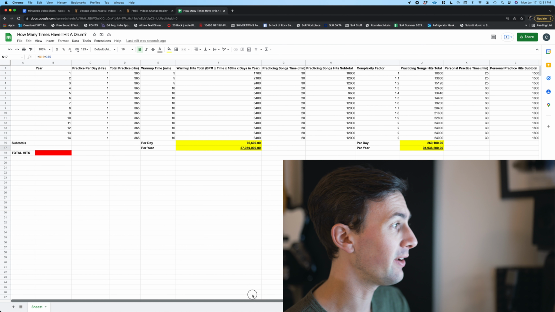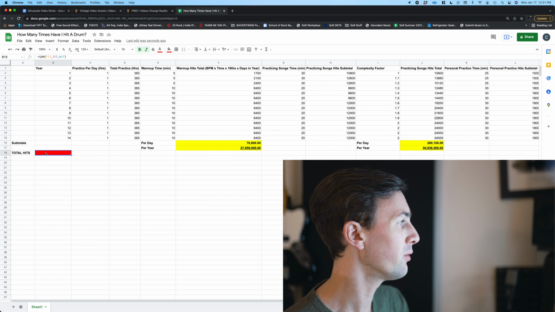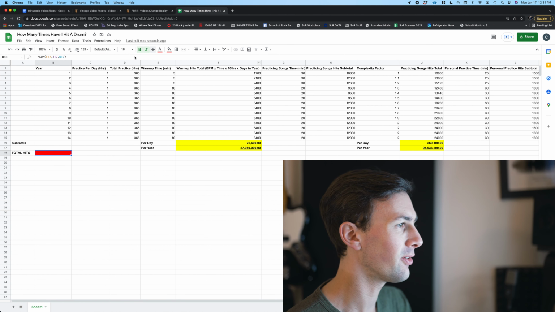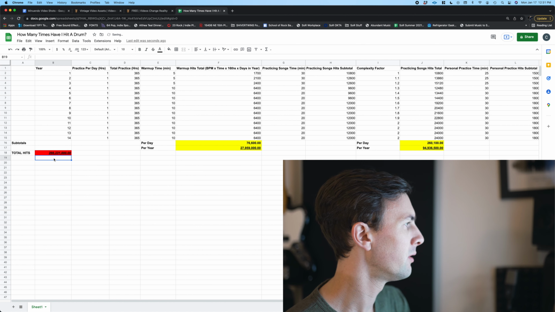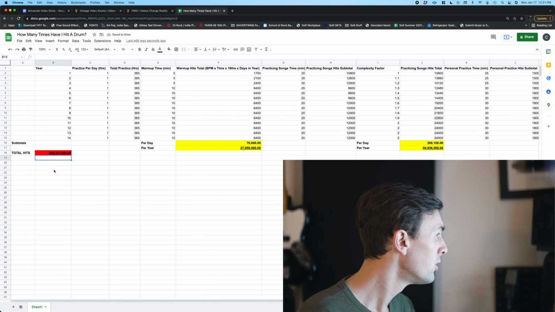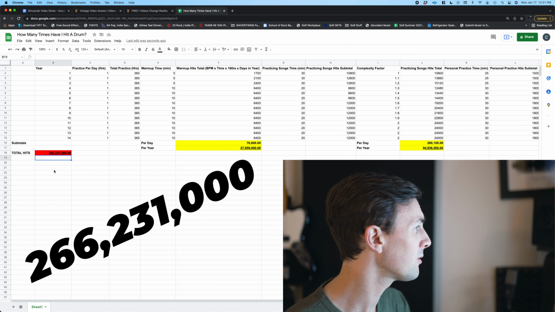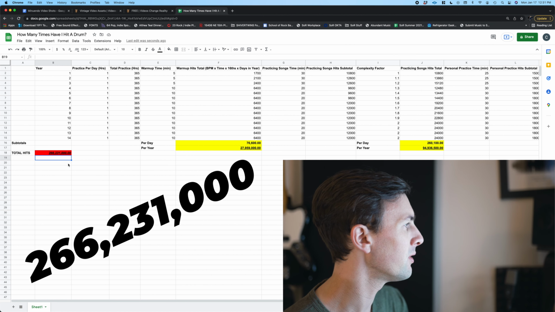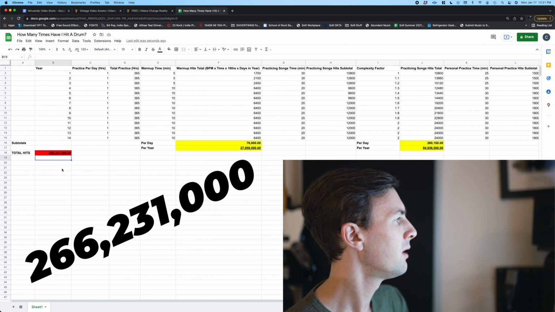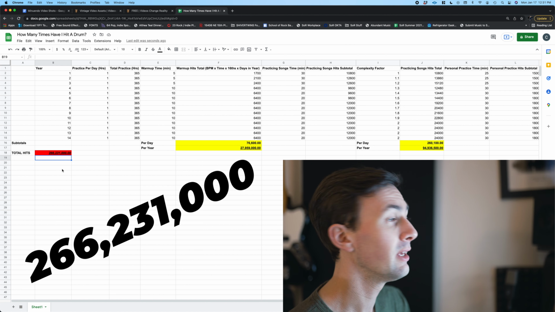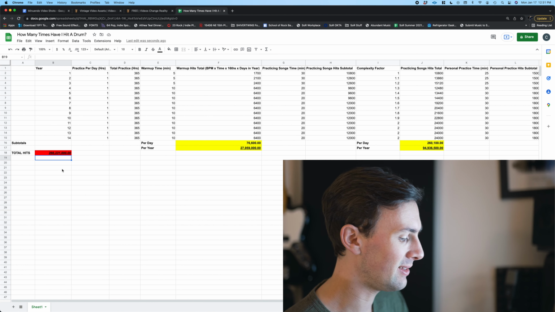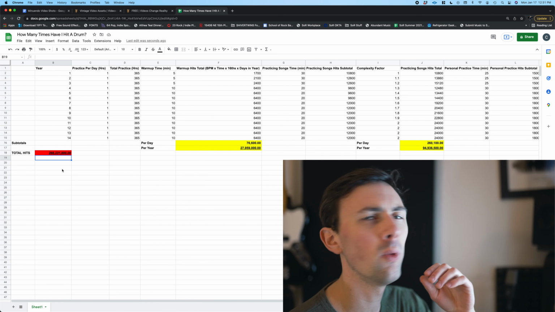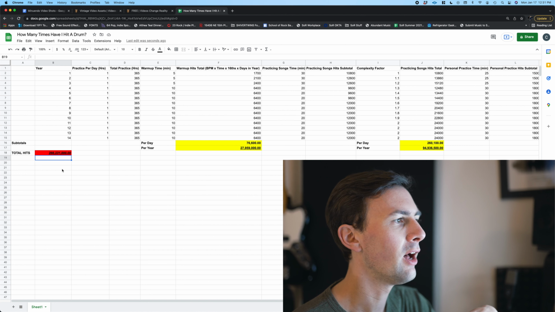So let's finally move over to the total. If you're not a savant and you haven't already calculated this all in your head, we can see that my total is now 266,231,000, ignore the decimal place there, 231,000 hits. So that's a lot.